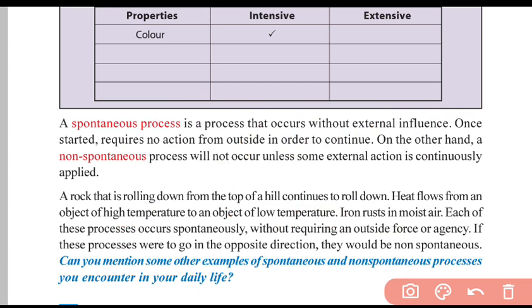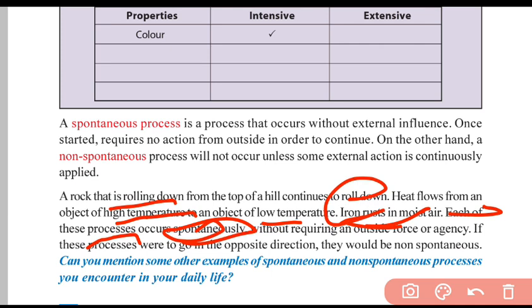Iron rusts in moist air. Each of those processes occurs spontaneously anyway. Temperature flows, rust forms, the rock rolling down. This is the example of a spontaneous process.